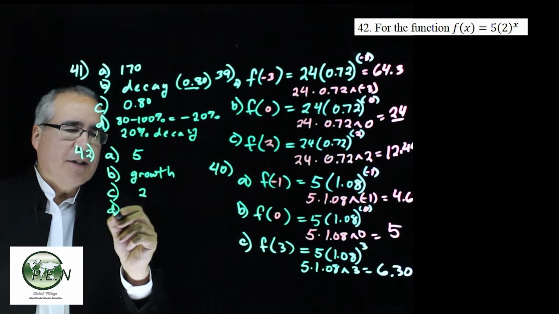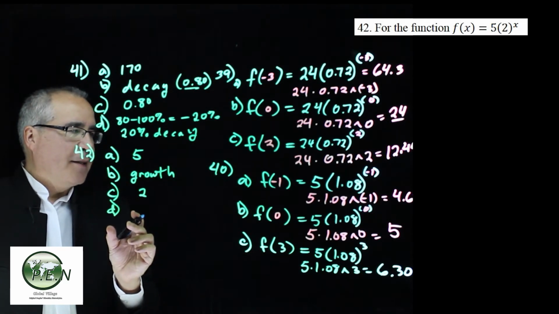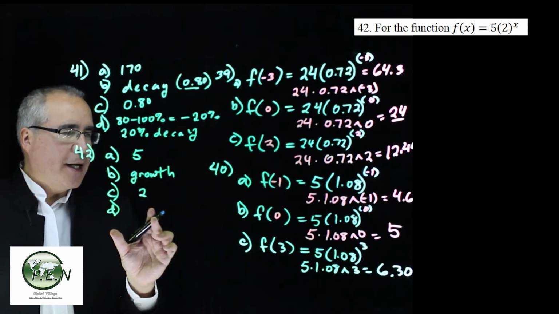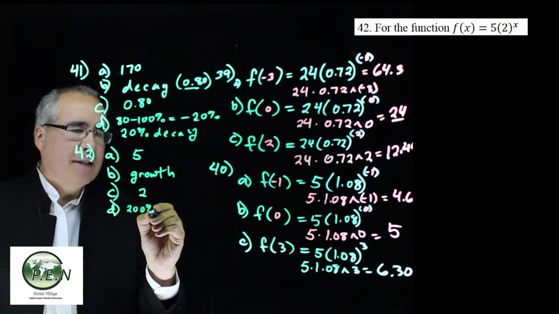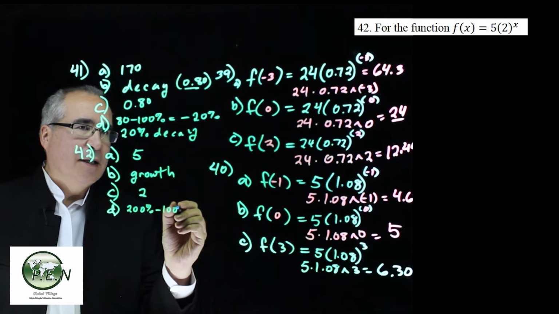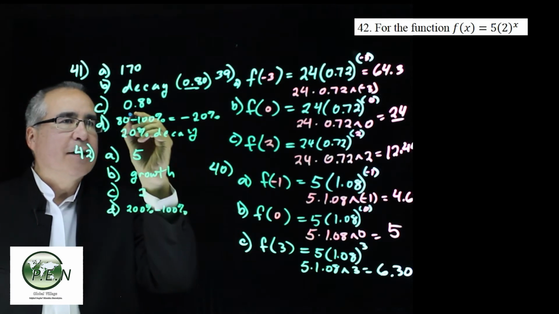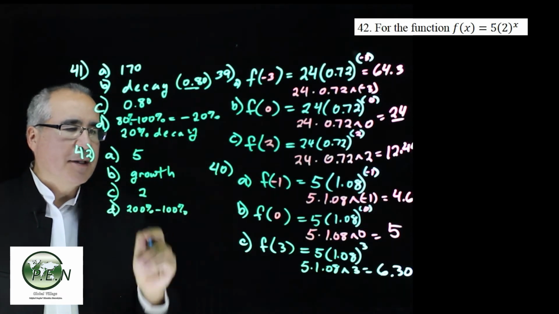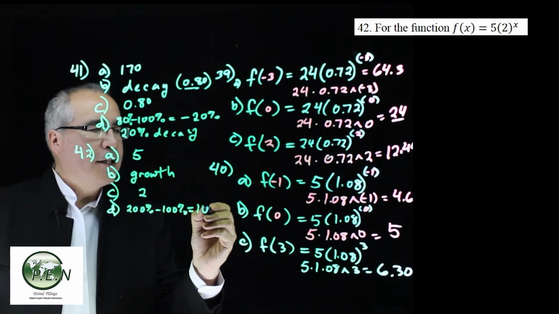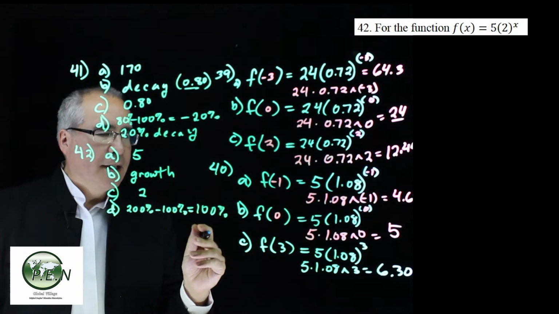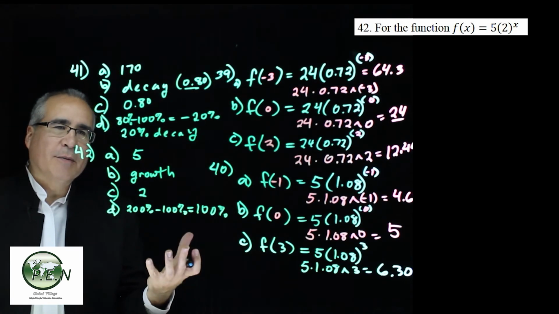So for the D question, what is the rate as a percent? It's 200% minus 100%. I see I missed my percent marker here. That should be a percent. So it's actually a 100% increase. So when you're doubling, you're increasing by 100%.